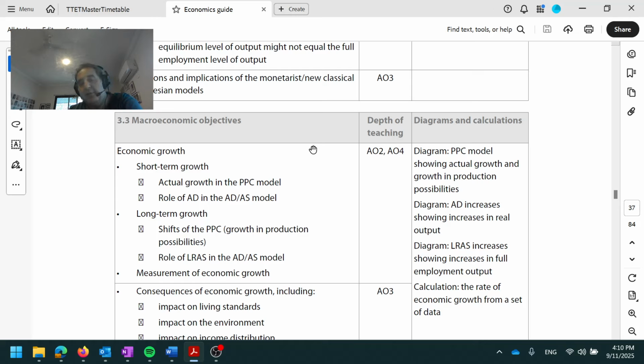And correspondingly, in terms of the LAS curve, actual growth moves you closer to full employment. Slower actual growth or negative actual growth will take you away from the LAS curve, as in your actual equilibrium point. Okay, but you guys know all that. It's pretty easy.